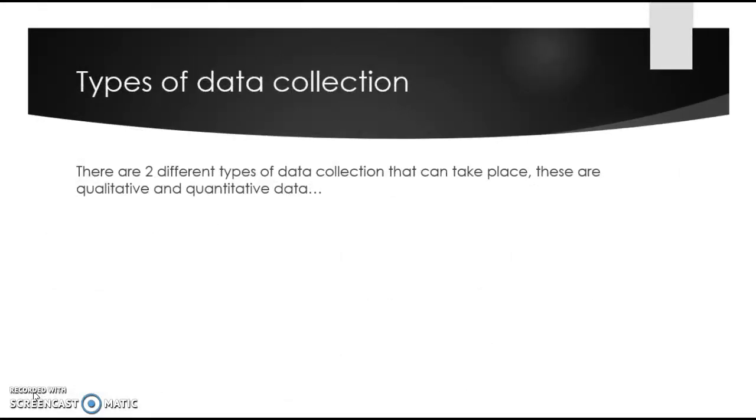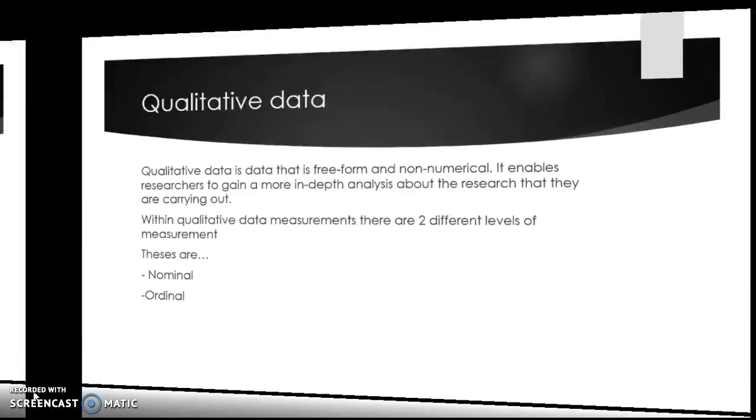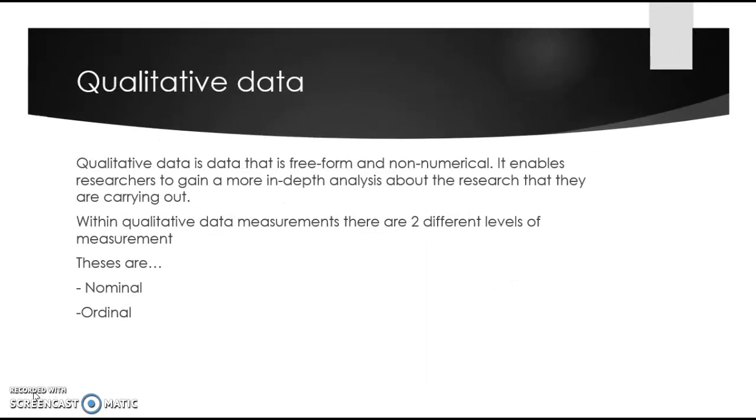Types of data collection. There are two different types of data collection that can take place. These are qualitative and quantitative data. Qualitative data. Qualitative data is data that is free form and is non-numerical. It enables the researcher to gain a more in-depth analysis about the research and what they are carrying out.